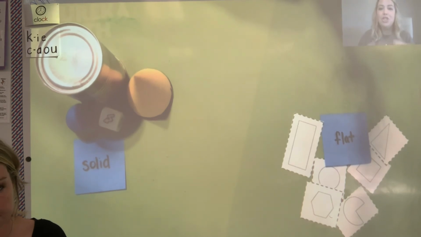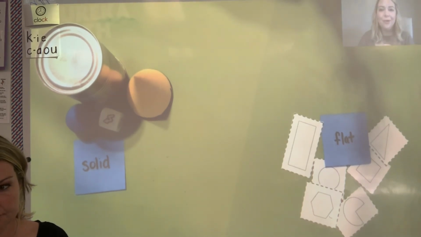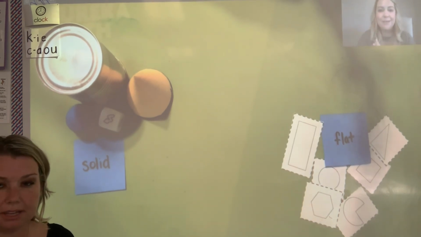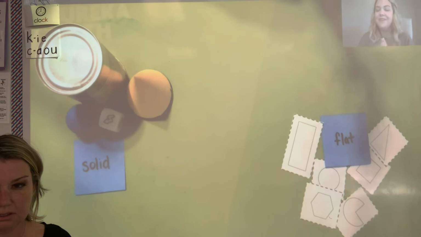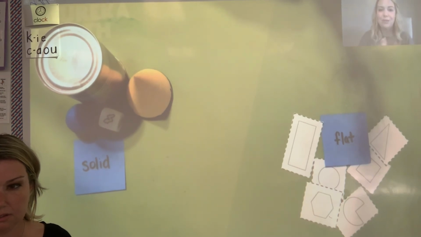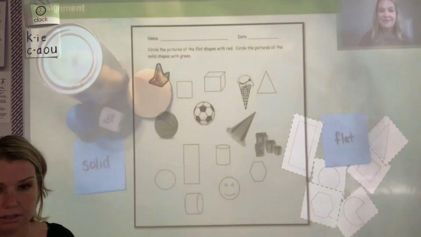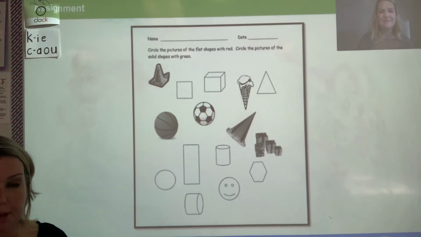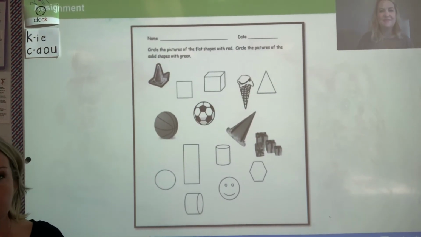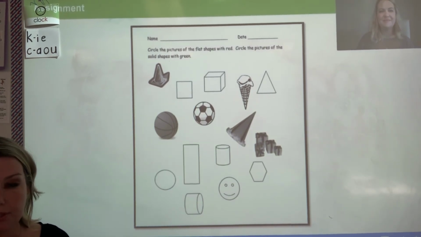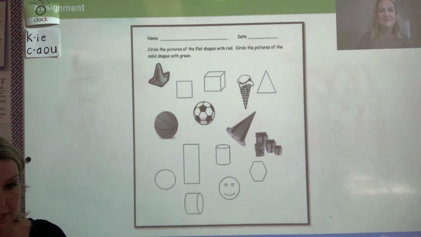Go ahead and push pause and find other ways that you can sort your flat and your solid shapes. Take about 5 minutes and have some fun sorting your shapes. Then push play and we'll continue. We talked about all the different ways that we could sort it, like Russell said, with points and no points. Now, you can go ahead and move your solid shapes to the side and bring your book in front, page 217.